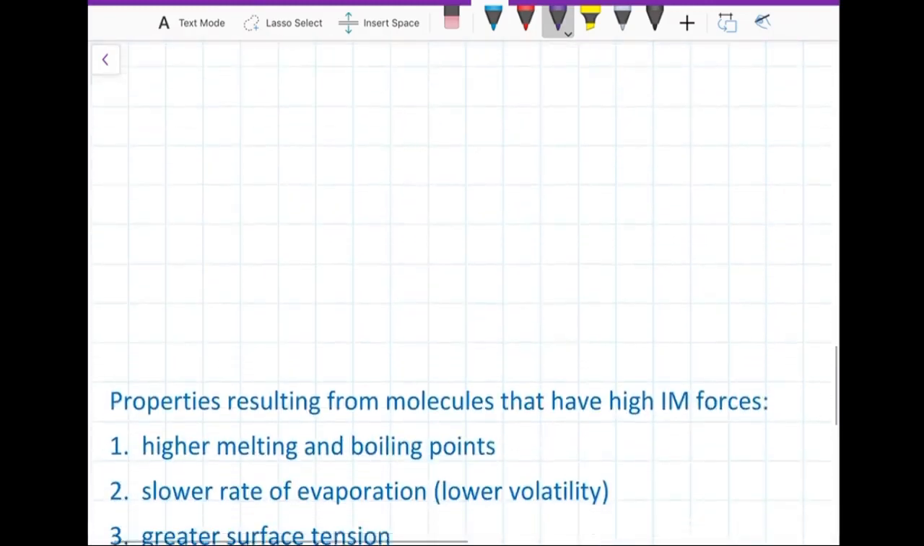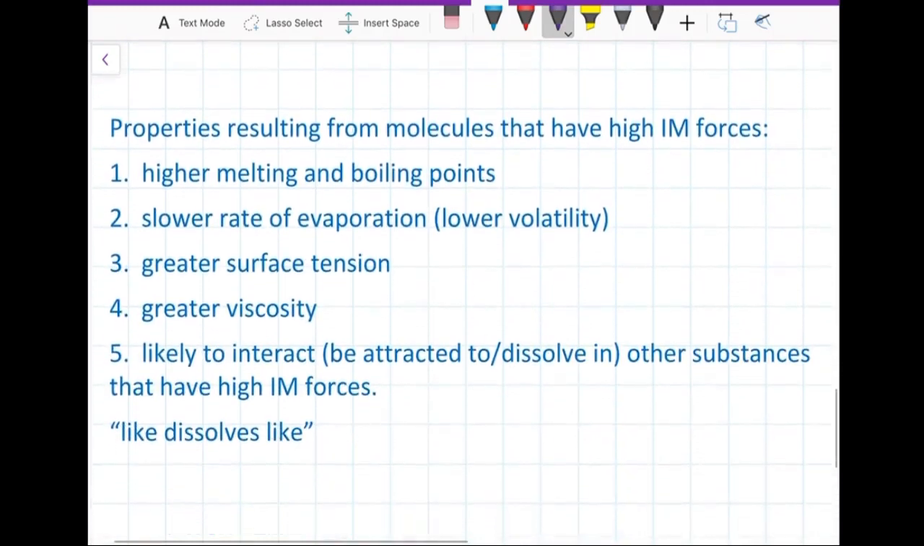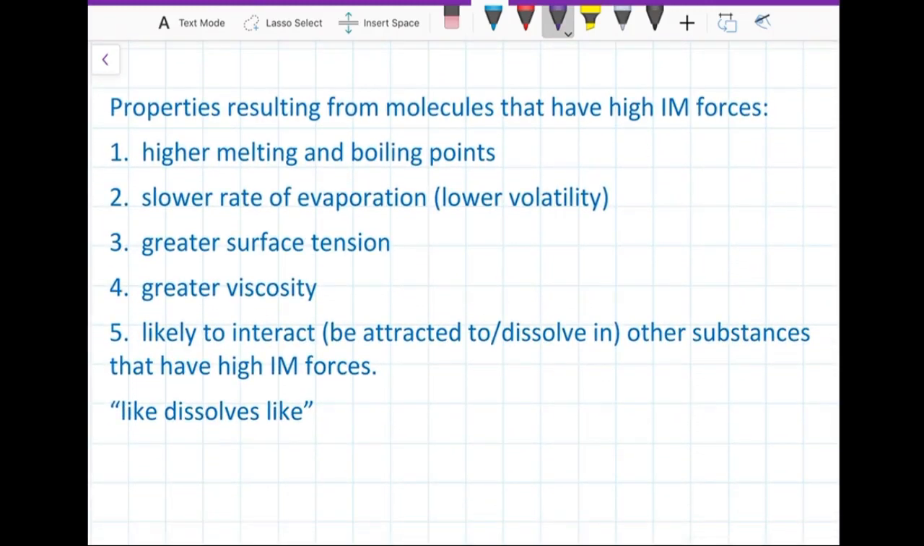So that brings us to, okay, so how does this affect the properties of a molecule? So if I have something that has high intermolecular forces, it's going to tend to have a higher melting and boiling point. So think about that. Why would that be? Well, if molecules attract each other, if we have high intermolecular forces, they attract each other, it's going to take a higher temperature to separate them.